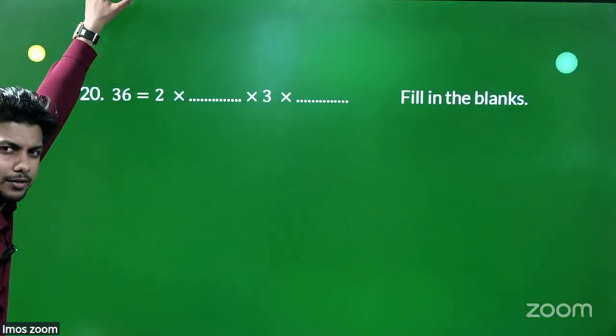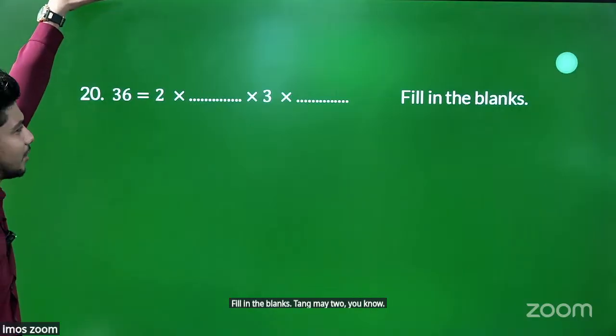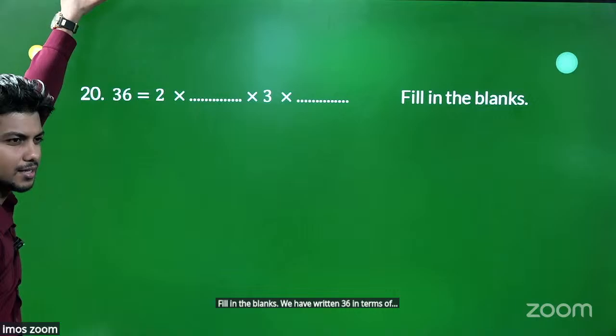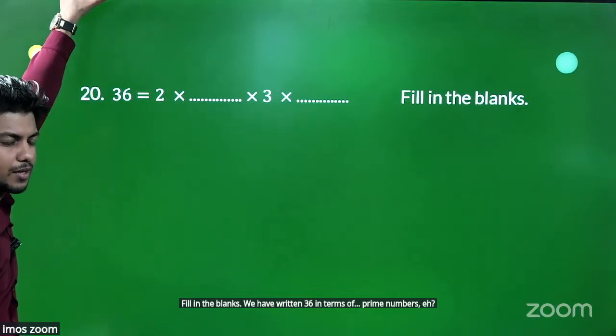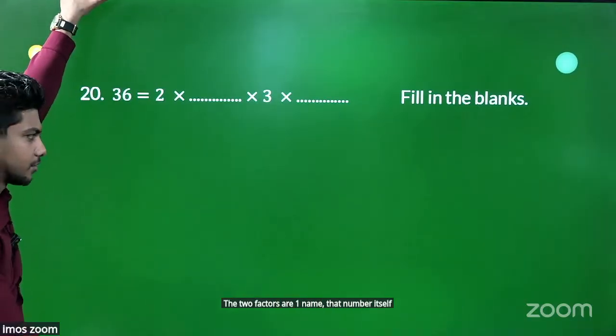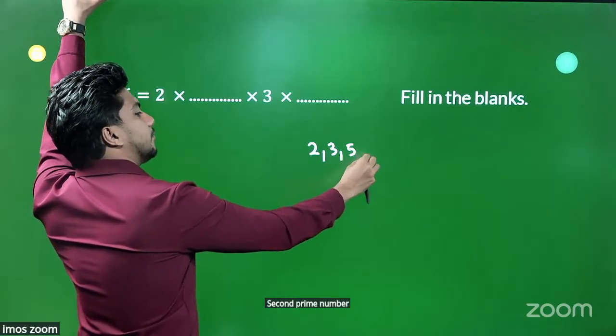Fill in the blanks. Here we have written 36 in terms of prime numbers. What are prime numbers? Prime numbers are the numbers which have only 2 factors. Those 2 factors are 1 and that number itself. What is the first prime number? 2. Second prime number 3. Third prime number 5. Then 7.